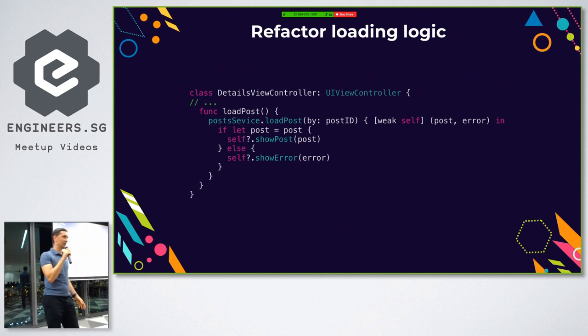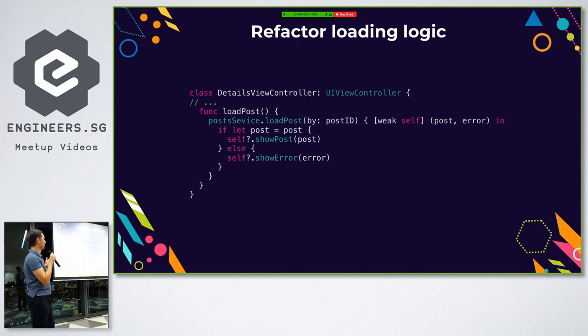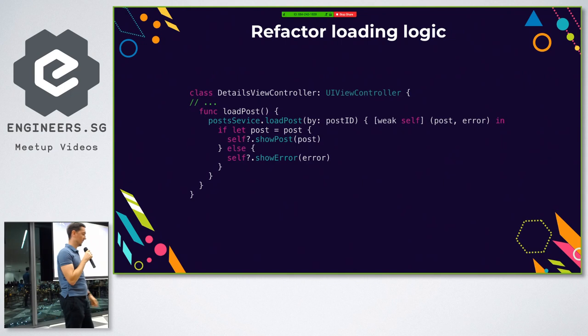Next, we can clean our code. We can remove the previous implementation and use the service that will provide the clean API. Hey, get my post by ID, so when I receive a callback, I can check whether it's an error, or I get a post and I can show my details, or I can show an error if that's the case.